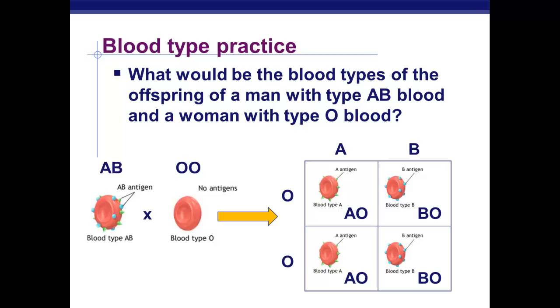But do remember that probability is not destiny. This is just the probability. They could still have all children with A and all children with B. But overall, if they had 100 children, about half of them would have A blood and half of them would have B. But notice none of them would have AB or O blood type.